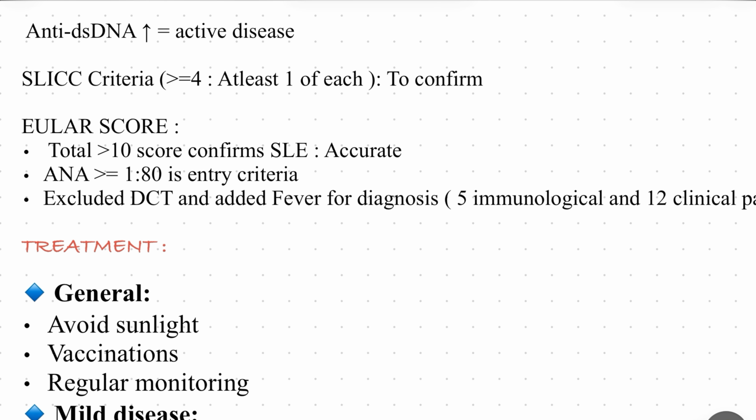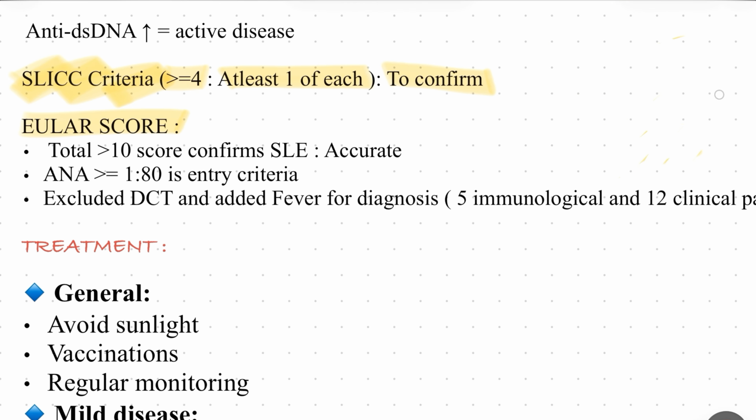As I said above, we have two criteria, the SLICC criteria and the EULAR score. What is the basic difference between these two? In SLICC, we look for a total of 4 or more criteria, with at least one of each to confirm. At least one of each means at least one clinical feature and one immunological criterion, with a total of 4. This is what the SLICC criteria define, whereas in EULAR there are some minor differences.